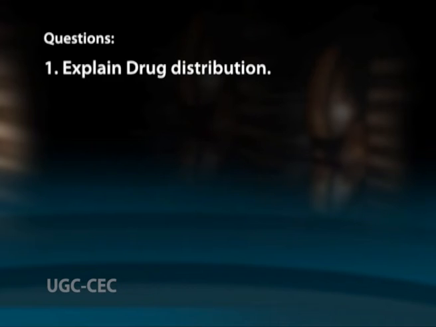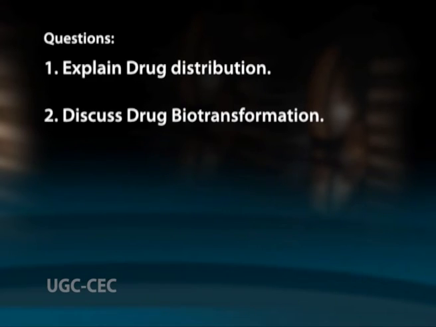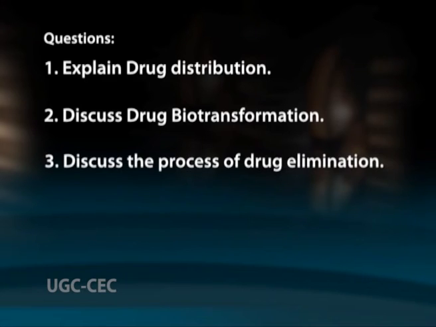Now, it is time to summarize the session. Using the knowledge of pharmacokinetic parameters, clinicians can design optimal drug regimens including the route of administration, the dose, the frequency and the duration of treatment. Here in this chapter, the basic knowledge of pharmacokinetics is also provided. Before moving to the next session, please try to answer the following questions. First, explain drug distribution. Next, discuss drug biotransformation, and next, discuss the process of drug elimination.